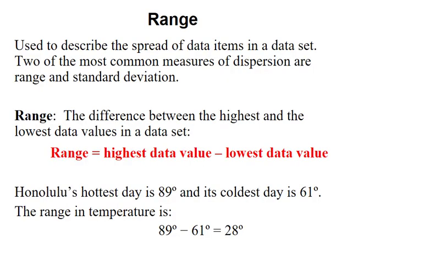Okay, I know you're really excited about the calculator now, but let's carry on with some basic things again. The range. The range is the highest data value minus the lowest. So in Honolulu, the hottest day is 89, the coldest day is 61. What is the range in the temperature? The range is 28 degrees, 89 minus 61.